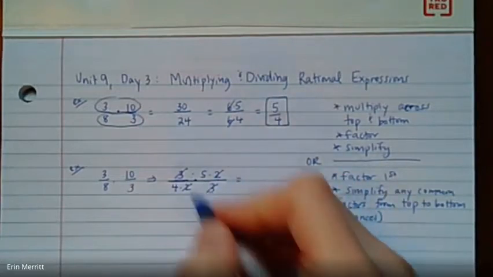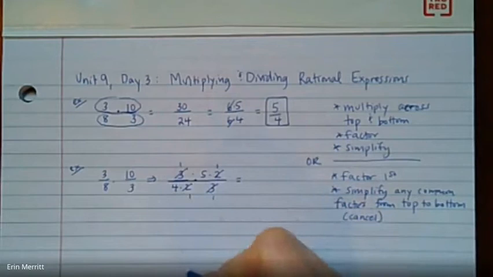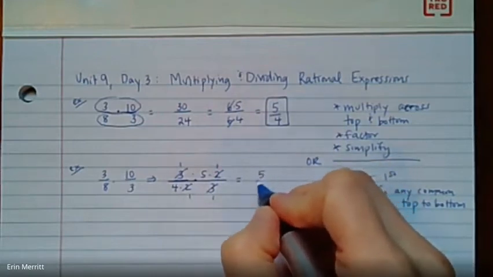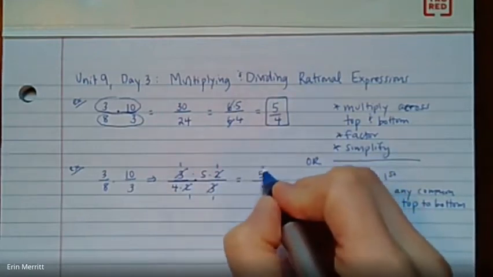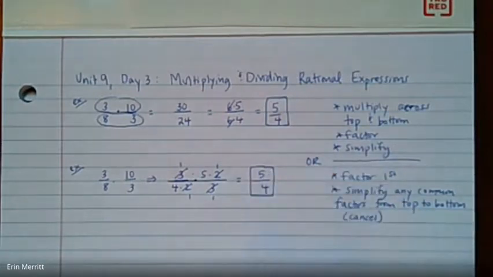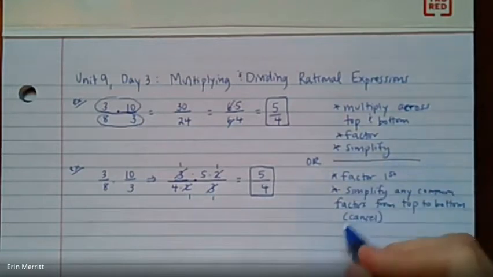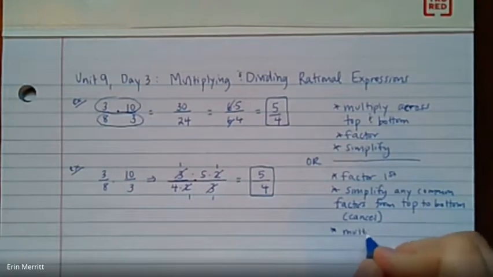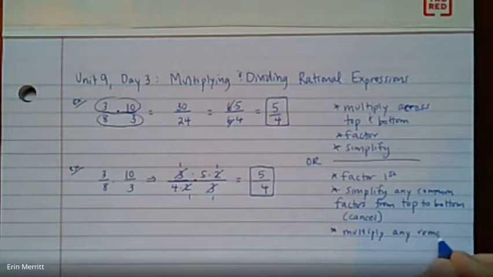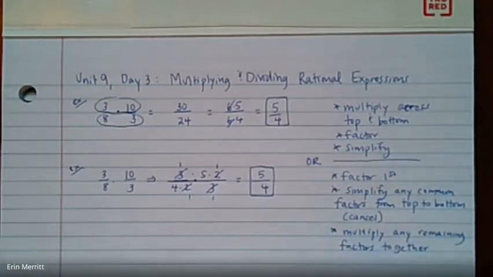And so all I'm left with, because you're leaving 1's in place of all of those, is just 5 by itself times 1, and then 4 times 1, or 4. So same answer, two different ways to approach it. So here we factored first, we simplified anything out, and then anything that's left over, we would multiply together. So multiply any remaining factors together, and that'll give you your answer there.